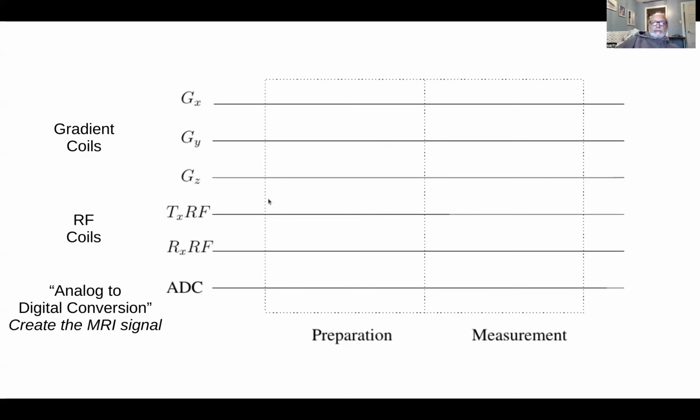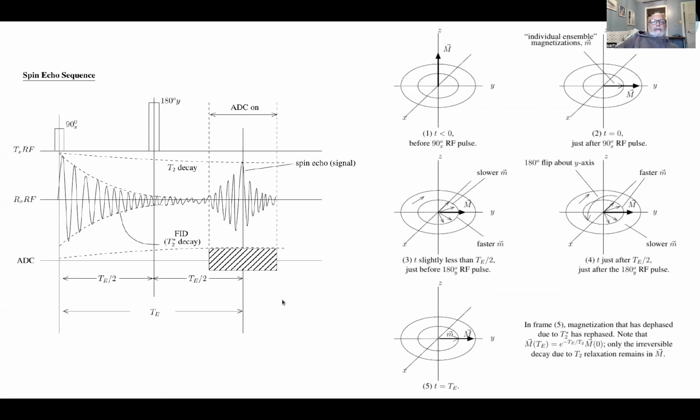So there we go. So here's the basic spin echo sequence, and I don't have the gradient coils here, but just the transmit, receive, and the ADC. So this whole thing is a preparation, and the measurement happens when the ADC is open. So you can see already there's an overlap in time between when you measure and when you prepare. Although, the preparation is really these two pulses.